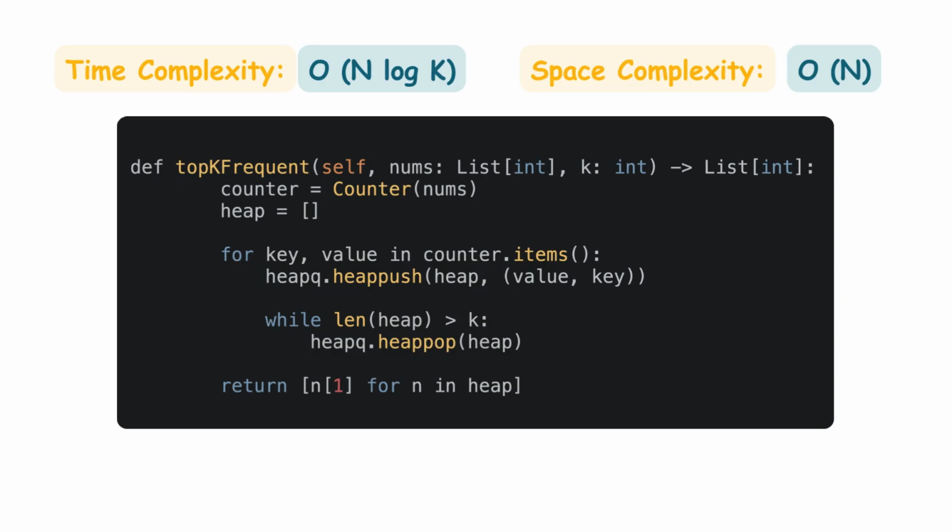Can we do even better in terms of the time complexity? Turns out, yes, we can. There is a clever approach that brings the time complexity all the way down to O of n, and it's based on something called bucket sort.